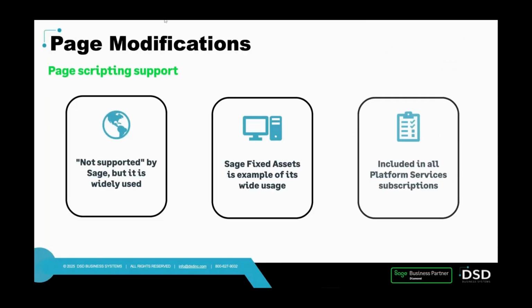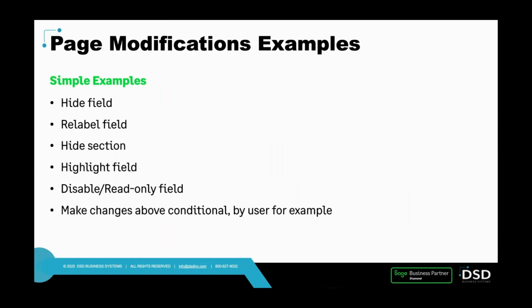Okay, so page modifications using page scripting in Intacct. Intacct doesn't formally support page scripting, but it is used for fixed assets, and it is included in all companies which subscribe to platform services, which is probably all of them. The script runs in the browser after a page loads, and you can do things like hide fields. You can change labels, highlight important fields, and I'm going to give you a code snippet of how to make those changes.